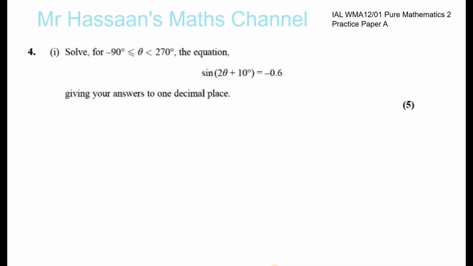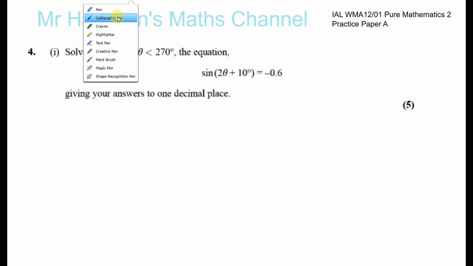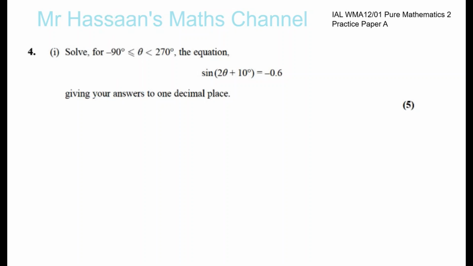Okay, now question number 4 from practice paper A, International A-Level P2. We have here a question about trig equations. So here we're told to solve for theta between minus 90 inclusive up to 270 not inclusive, the equation sine of 2 theta plus 10 is equal to negative 0.6, giving your answers to one decimal place.